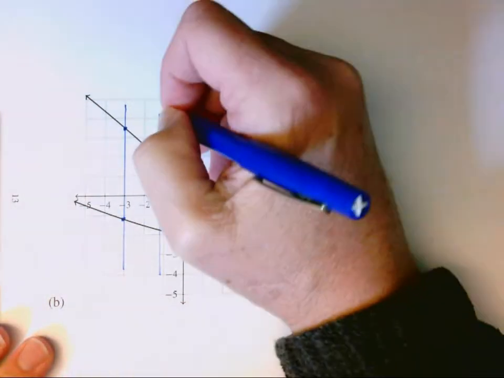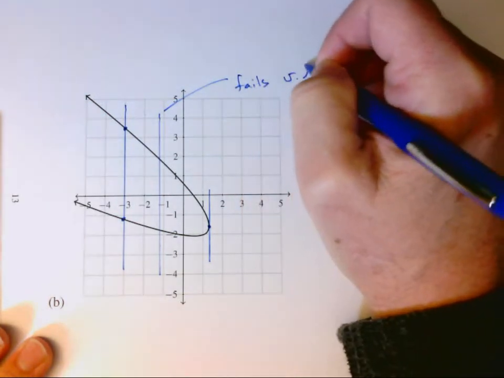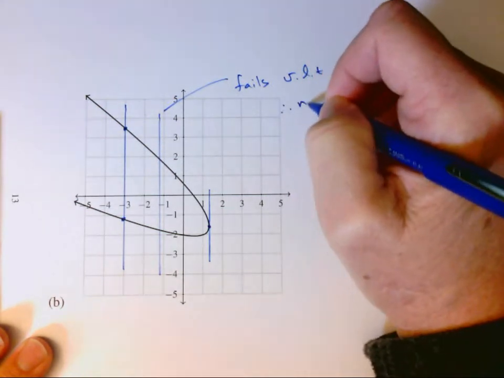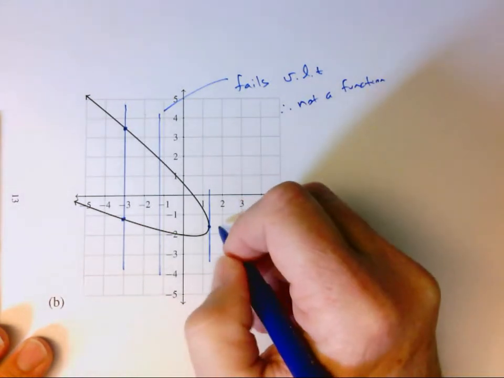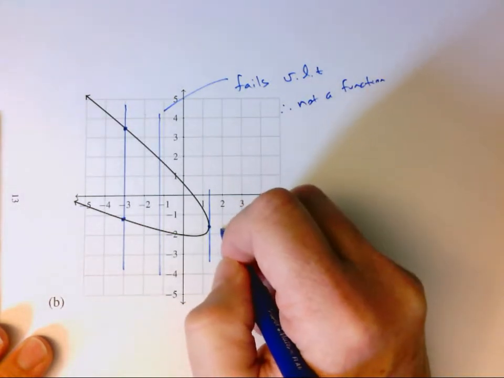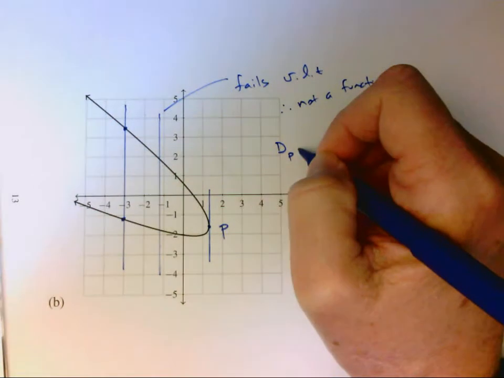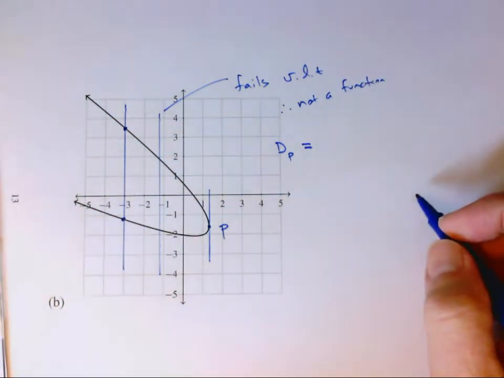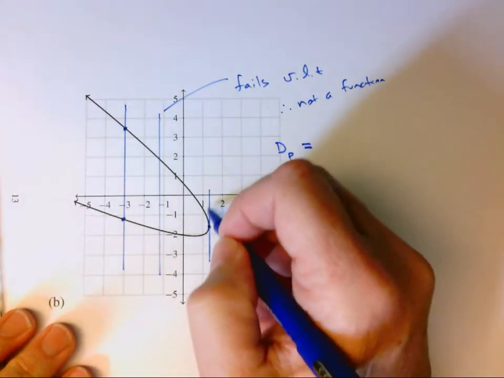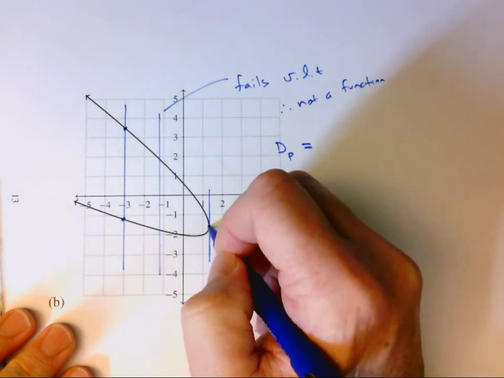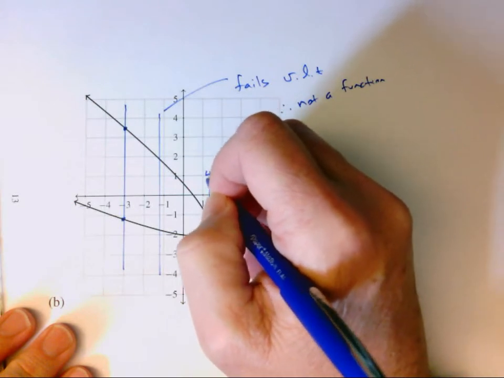Well, you fail the vertical line test if you fail it for one vertical line. So this fails the vertical line test, therefore not a function. Since it's a parabola, let's call it relation P. The domain of P is the set of all x's. Well, if I start at this tangent point, that's definitely in the domain, whatever that is. Let's call that, oh, it's approximately 4/3.